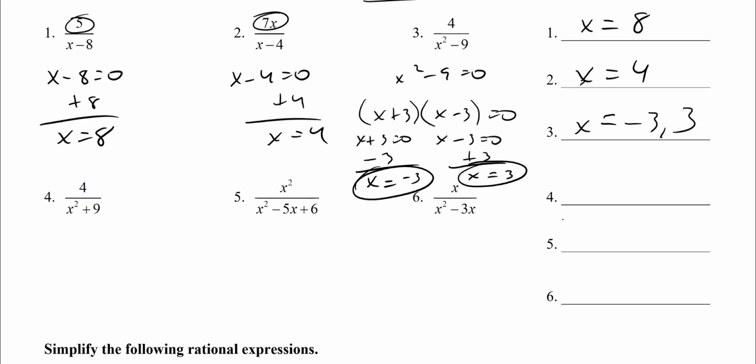Okay, let's look at number 4. Number 4 is a little tricky. You should look at this and say, wait a second, this is not a difference of two squares. This is actually a sum. It's got a plus sign in there, and we don't know how to factor that. The reason we don't know how to factor it is because you can't factor it.